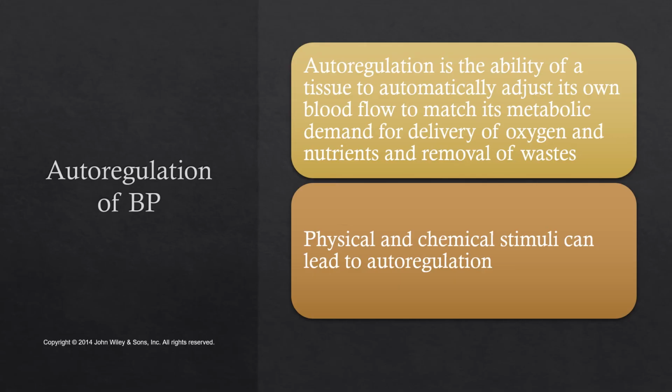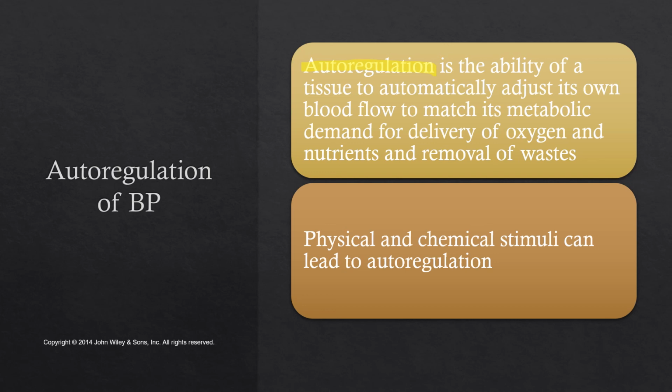Now, the ability of tissue to automatically adjust blood flow to match its metabolic demands, this is called autoregulation. So in tissues like the heart and skeletal muscle, where demand for oxygen and nutrients, as well as demand for the removal of wastes, can increase extremely during physical activity, as much as even tenfold, autoregulation is really important to increase blood flow through that tissue.